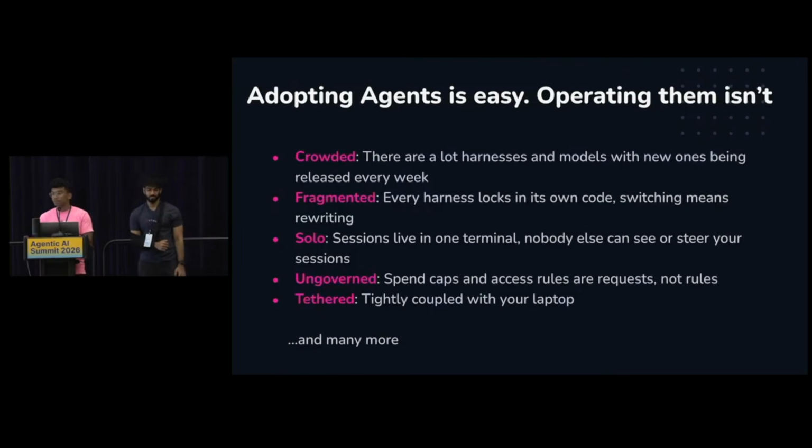But the problem is, it's very hard to operate them and adopt into them. And we at Databricks saw this firsthand. We have over 3,000 engineers, all using different types of AI tools, and we found that it was very hard to make a unified ecosystem. Adopting agents is pretty easy, but operating them is not. And some problems we saw was, first, this space is very crowded. There are a lot of harnesses with a lot of models, and with that combination, there's infinite possibilities. There's new ones coming out every week, and it's very hard to keep track of everything that's going on.